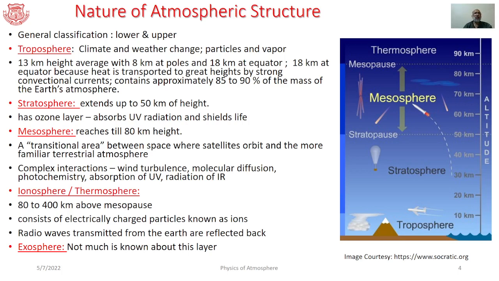So the portion of the troposphere and some lower belt of the stratosphere can be considered to be the lower atmosphere. The troposphere is the immediate layer of the atmosphere which is in the close vicinity of the Earth's surface. It is extending about 13 km on average, with 8 km at the poles and 18 kilometers at the equator.